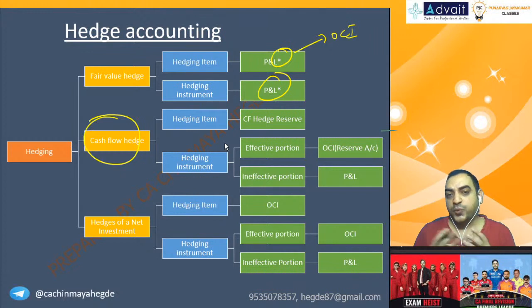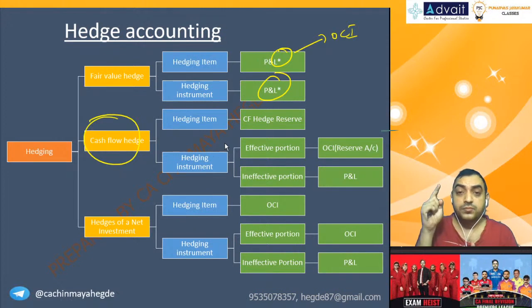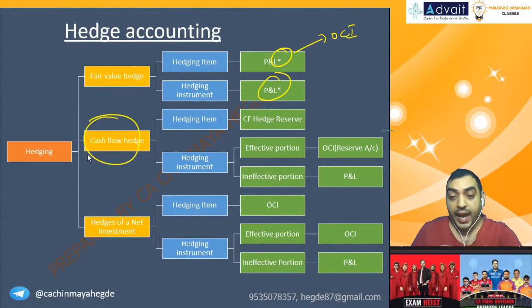So fair value hedge is very simple. The difference will go to P&L account, hedging instruments also, hedging item also. But on the hedging item, if it goes to OCI, like investment in shares in the nature of OCI, even the hedging instrument also will go to OCI as a matching concept. But fair value hedge and net investment in foreign operations have got similar treatment.